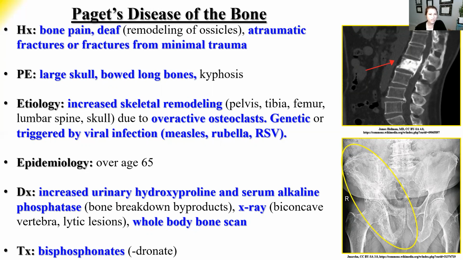So a whole body bone scan will show us the areas where they are having remodeling. Treatment for this is the bisphosphonate group of medications, so alendronate, risedronate, because they suppress the osteoclast, and this is a disease of overactive osteoclast, so that's why that's the treatment for that.